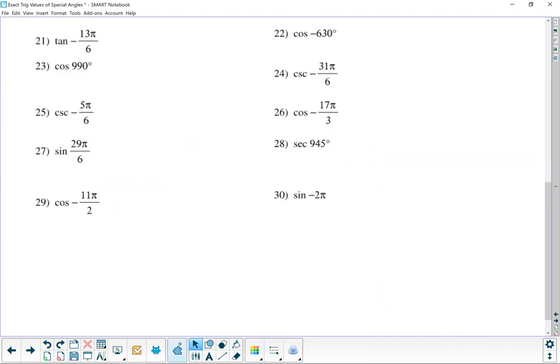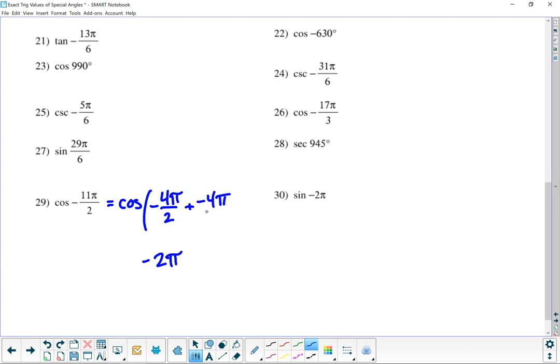Okay, 29, 11 pi over 2. So that's going backwards, and it's okay. You can kind of figure that out. So cosine negative, and I need to figure out what over 2. So what divided by 2 makes 2 pi or negative 2 pi in either case? So it'll be 4 pi. And then I need to do another 4 pi, so I'm going to add another negative 4 pi over 2, so that makes another 2 pi. So that's 2 rounds backwards already.